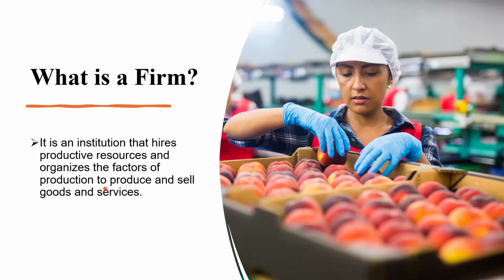And then why will they want to produce those goods and services? In order to sell those goods and services, right? So me and you, the consumers, now purchase those goods and services that have been produced by this institution. So the institution hires productive resources and organizes the factors of production to produce and sell goods and services.